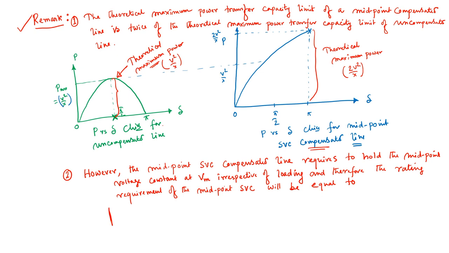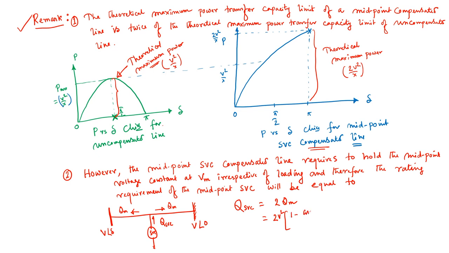so this is something like this: we have this sending end bus and this receiving end bus, which is considered to be the infinite bus. We consider this is V at an angle 0, this is V at an angle delta, and here we have an SVC connected. So, the SVC needs to provide this compensation, let us say Q SVC, and that would be equal to 2Qm. We know that this 2Qm is basically equal to 2 V square, if I put this V square outside, times 1 minus cos delta by 2, divided by the line reactance up to the midpoint. So, that means this is equal to 4 V square by x multiplied by 1 minus cos delta by 2.